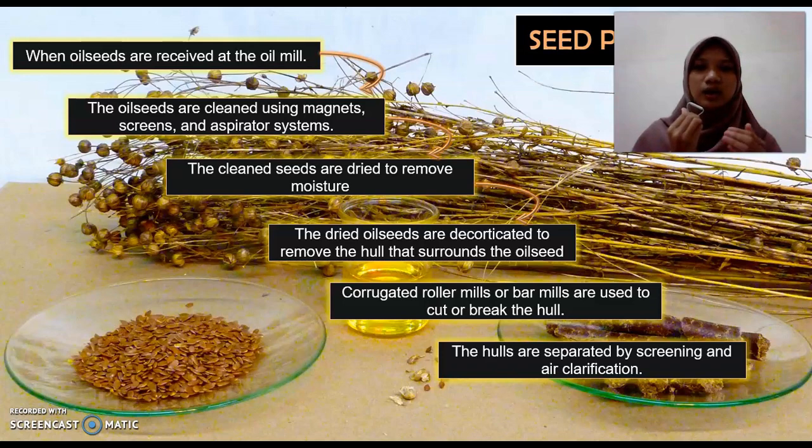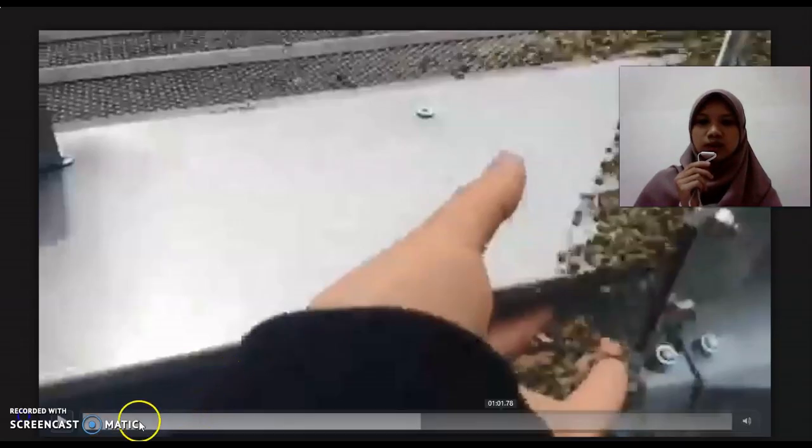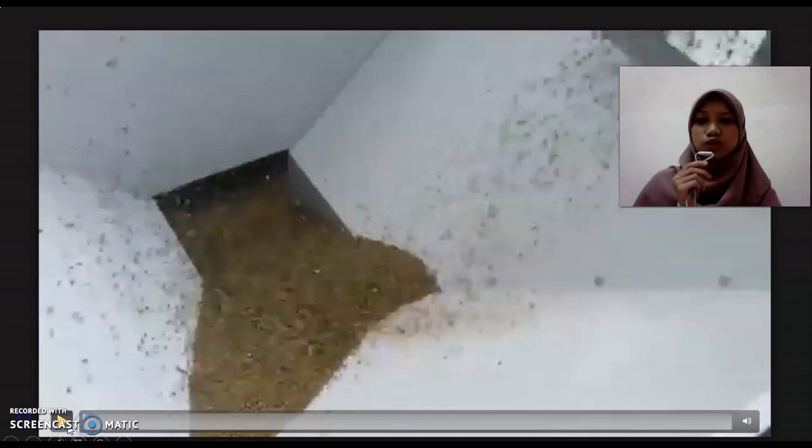And then the dried oil seeds are decorticated in order to remove the hull that surrounds the oil seed, which means we will dehull or deshell the oil seed. And then we will crack them, and then we will separate the hull and the seed by screening and air classification. So I have provided you with a video.